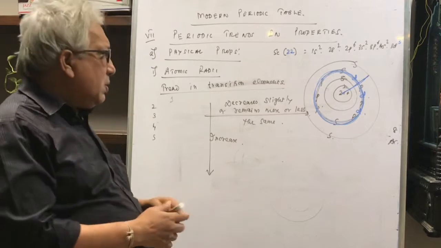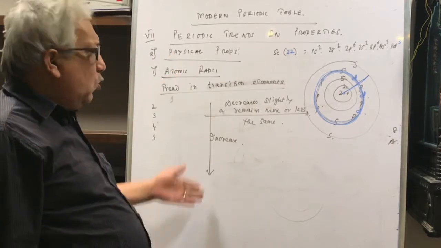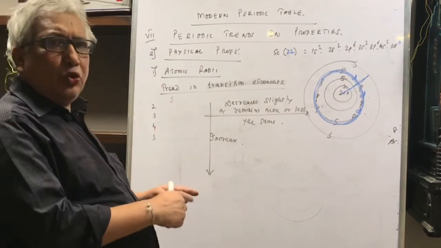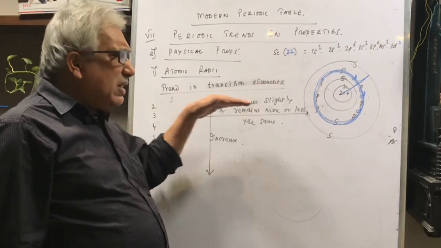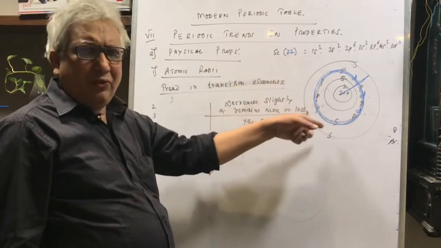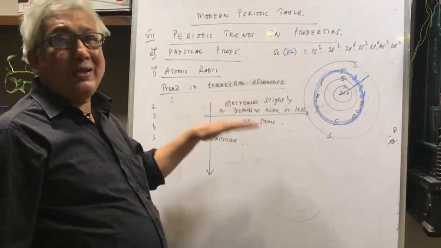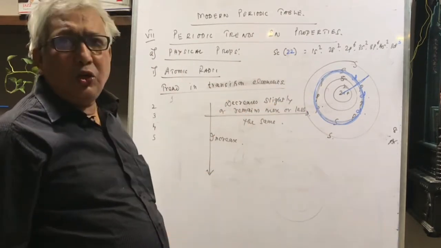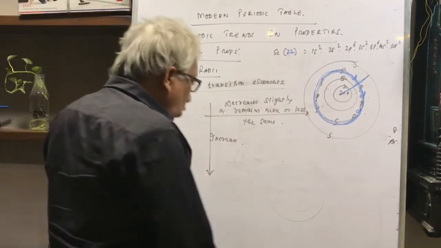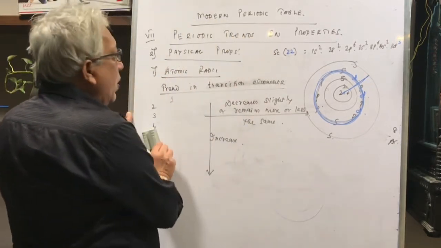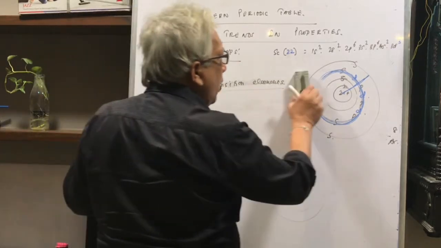So the summary is, in the transition elements, as you go down, the atomic radius goes on increasing. As you go across, the atomic radius slightly decreases, or remains more or less the same, because of this shielding effect. Is it okay? That is all about it, but I want to tell you one extra thing. I hope you understand that.